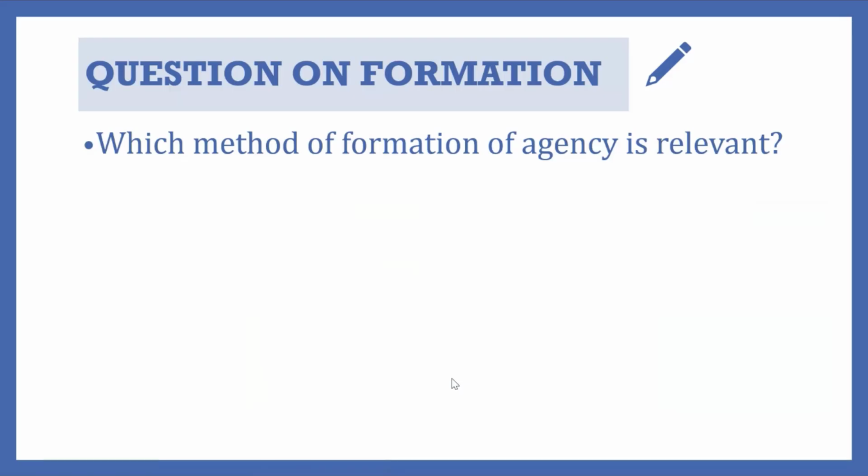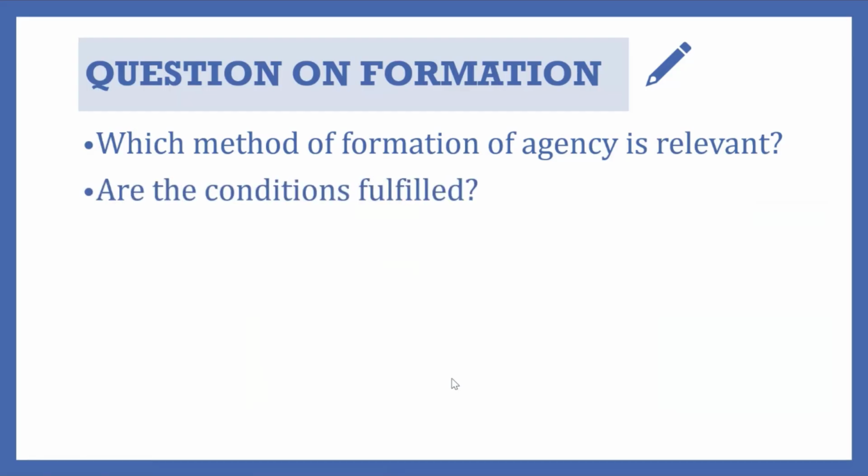And if you explain things which are not relevant, then you're wasting time, especially when it comes to examination or test. You need to utilize whatever time that you have in order to answer the question within the particular scope of the question. So which method of formation of agency is relevant in this question? Is it agency by ratification? Is it agency by necessity? Is it agency by estoppel?